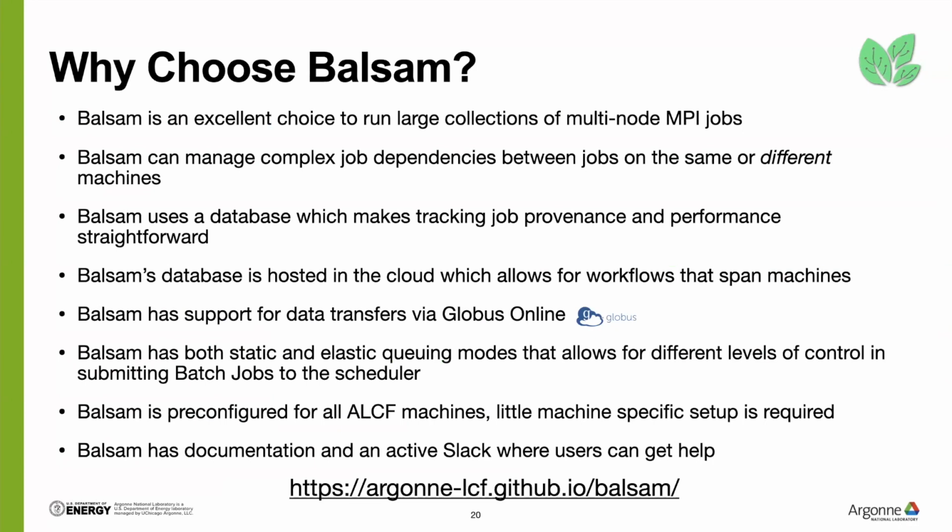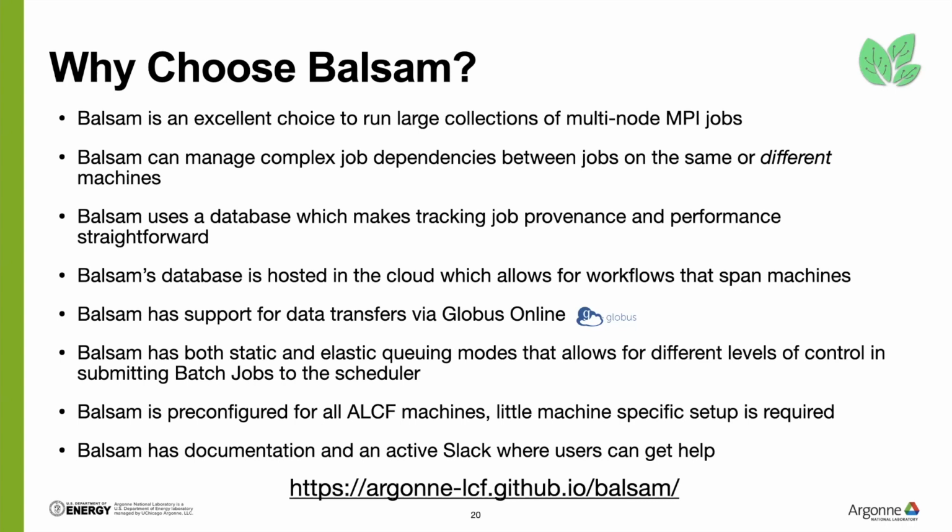Balsam is an excellent choice if you need to run a large collection of multi-node MPI jobs. This is something that, for example, Parsl is not well supported for some tools.